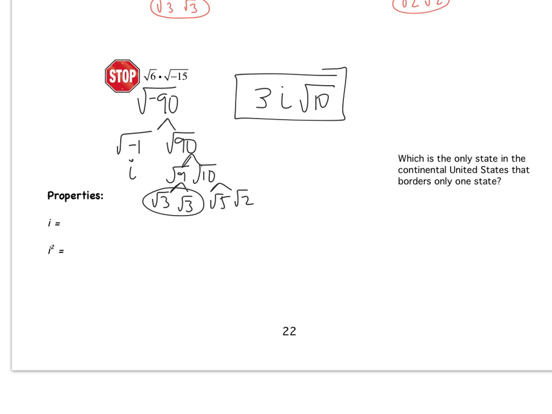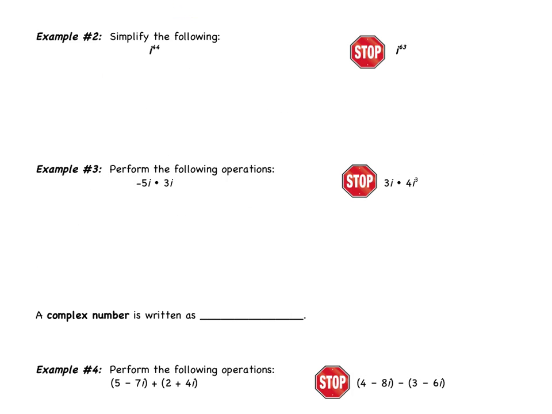A few properties. So that's here to the left. i is the square root of -1, and i squared equals -1. We're going to use these two properties on the next page. Before we move on, though, do you know what is the only state in the continental U.S. that borders only one state? So by continental U.S., I don't mean Alaska or Hawaii. So which is the only state that borders one state? Flip the page and we'll return to the answer.